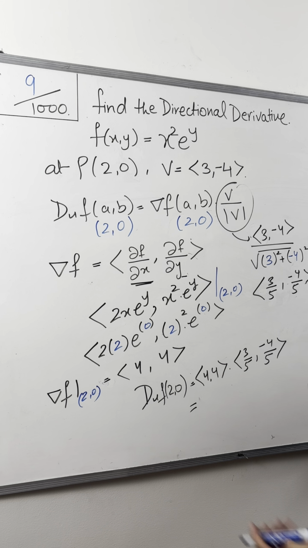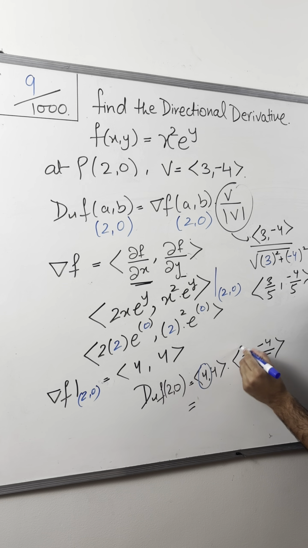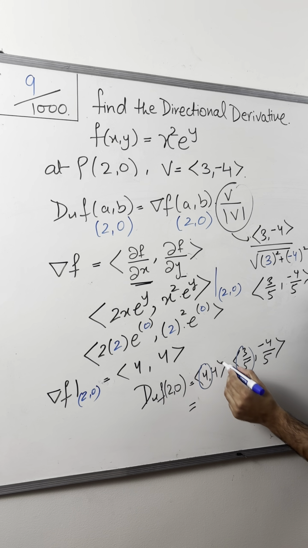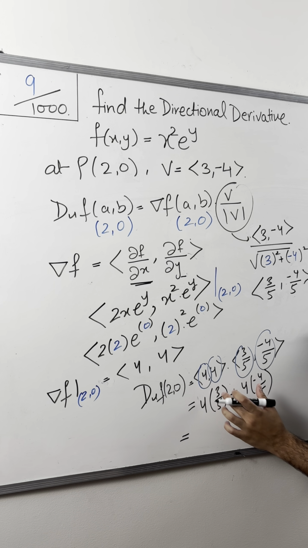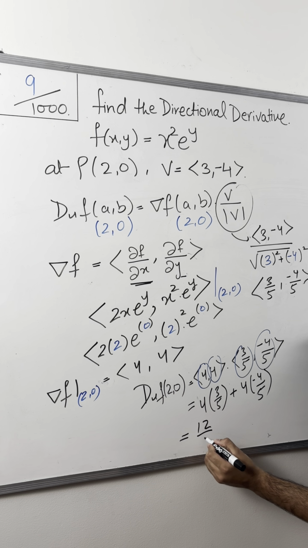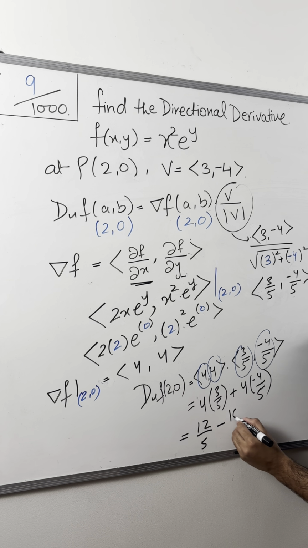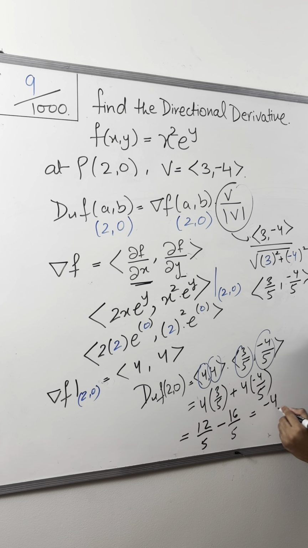To find the dot product, all we do is multiply the first terms and add it with the product of the second terms, which gives us 4 times 3/5 plus 4 times -4/5. That is 12/5 minus 16/5, which is just -4/5.